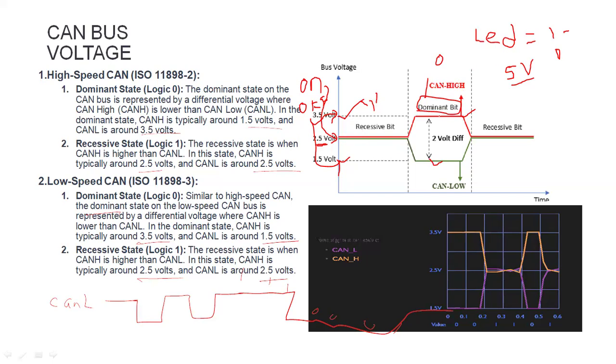If I need to transfer the dominant bit, I need to switch off the LED. Then the CAN high value reaches 3.5 and the CAN low value reaches 1. Like that it will be modified.